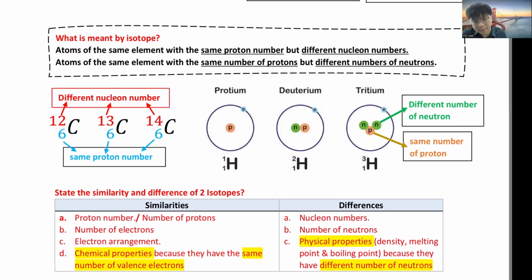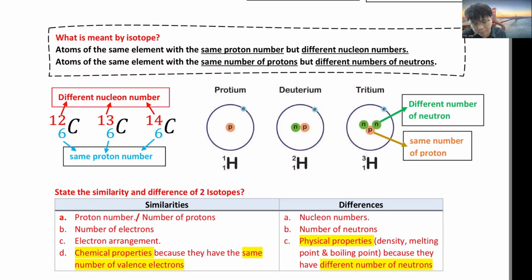But you're not allowed to mix. You cannot just say same proton number but different number of neutrons. If you mention same proton number, you must mention different neutron number. If you mention same number of protons, then you must follow with different number of neutrons.